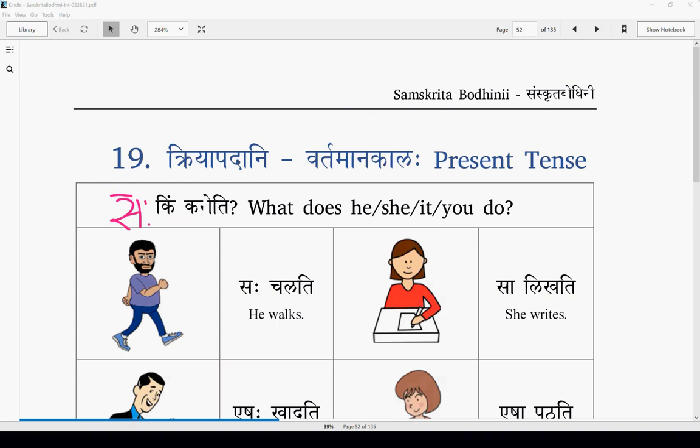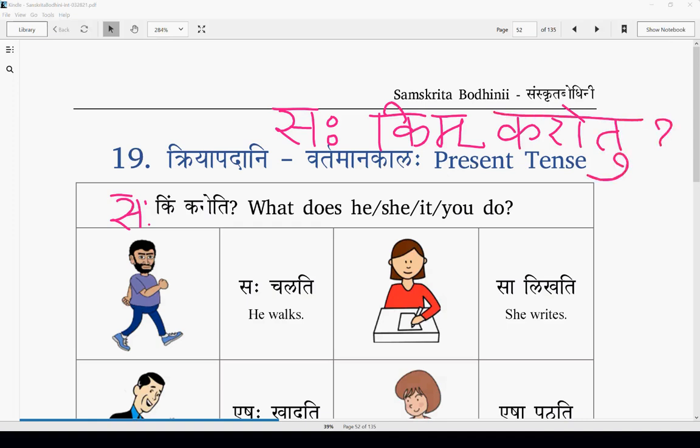Kim karotu. So the question of Saha kim karoti is, what does he do? Now if you want to ask what should he do, Saha kim karotu, that is what we can ask. This is the question we can ask. Or sa kim karotu. Again, the kriyapadas do not change based on the lingam of the doer word. So saha kim karotu, sa kim karotu. Kim means what? Saha is who? Saha is that person.